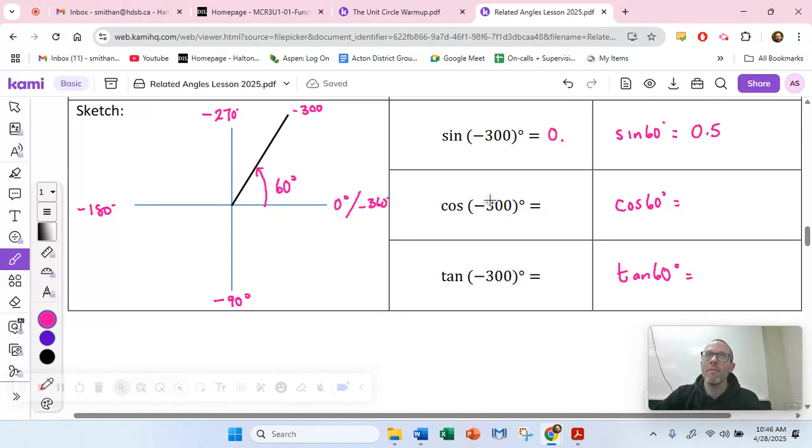Is it 0.5? No, that's totally wrong. Cosine 60 is 0.5. Which one is it? See, I need my special triangles. Cosine 60 is 0.5. Sine 60 approximately is 0.866. And they all match, because of course they do. Signs are all positive. Tan of 60.